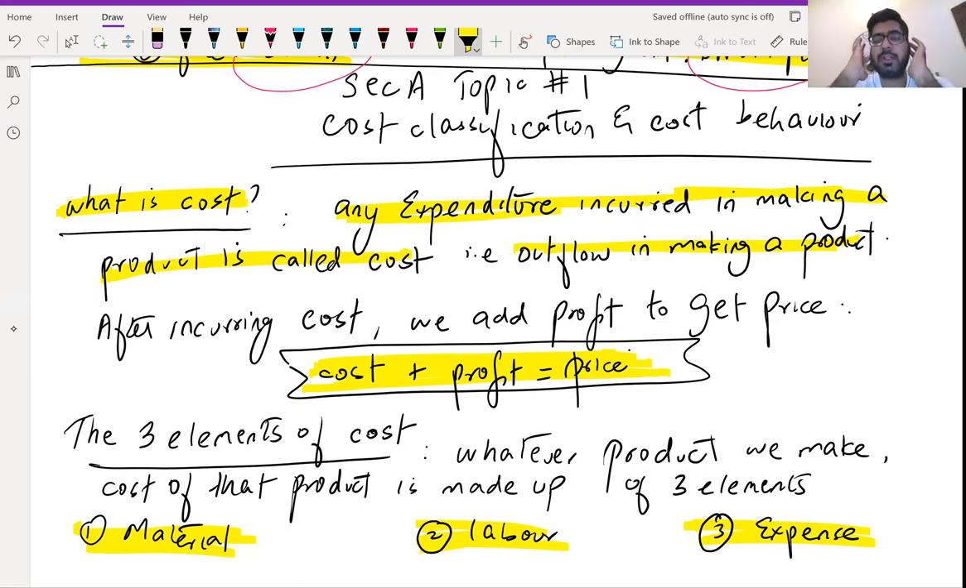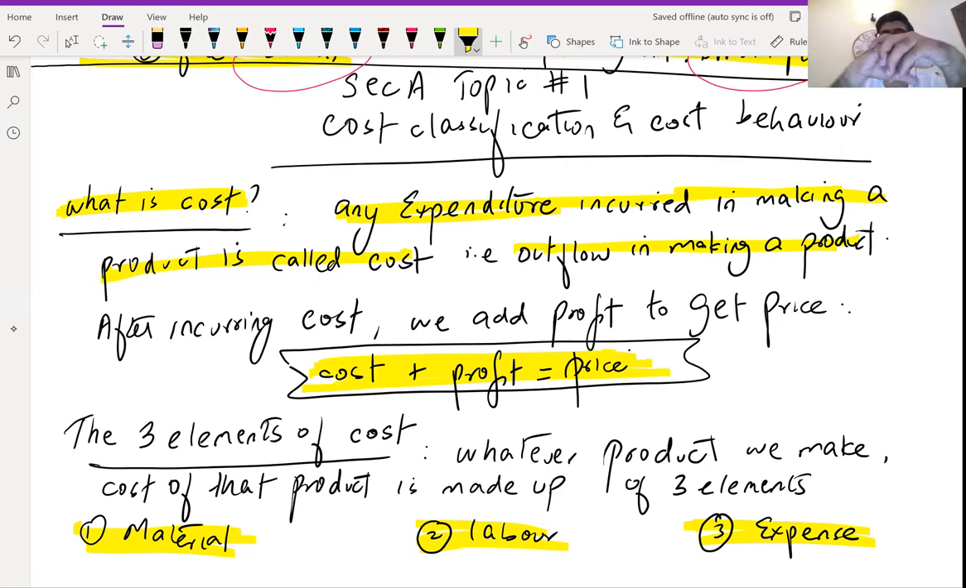Consider a pizza shop. A shop makes pizzas and sells to customers. So if you are making a pizza, does it get manufactured for free? No. There is some expenditure incurred in making a pizza. That is called cost. Like let's suppose you spend $20 in making a pizza. That is outflow, that is cost.